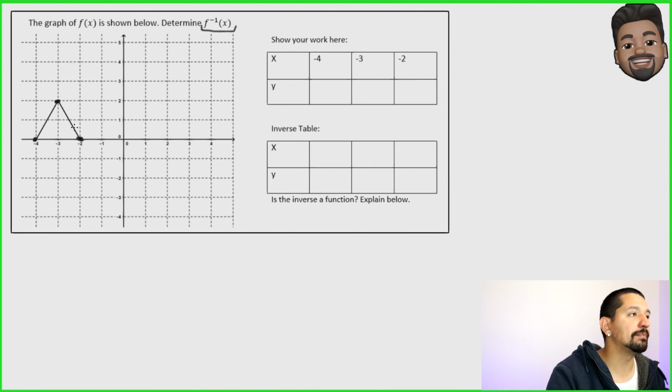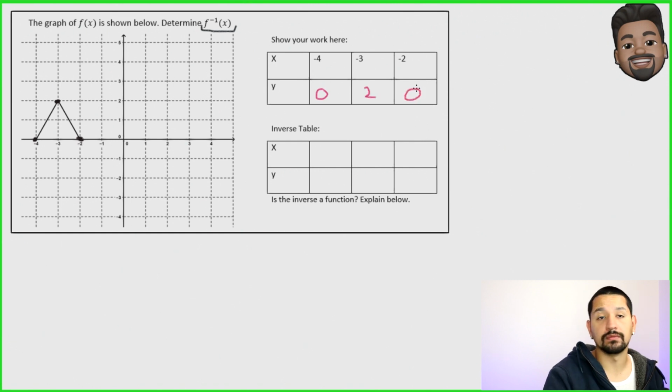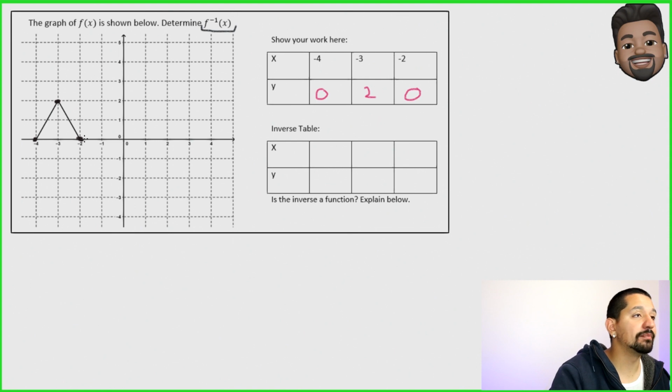I'm going to just pick the 3 points that I saw in the table: -4, -3, -2. At -4 it's 0, at -3 it's 2, and at -2 it's 0 as well. So there it is. We've graphed these 3 points so far. Now we want to find the inverse table. We want to find what the inverse will look like.